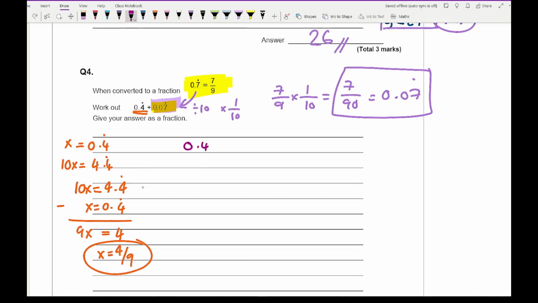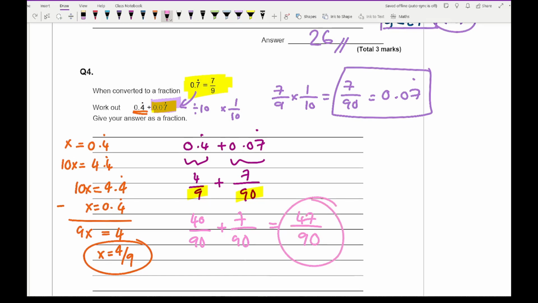So here we've got 0.4 recurring plus 0.07 recurring. This equals 4 over 9 and this equals 7 over 90. And we're adding. Now when adding fractions, we want to get the denominators the same. So for this, I need to multiply the first fraction by 10. So that's going to be 40 over 90 plus 7 over 90. And now that the denominators are the same, I just add the numerators together. So it's going to be 47 over 90. Does that simplify? No, it doesn't. So there is my final answer.